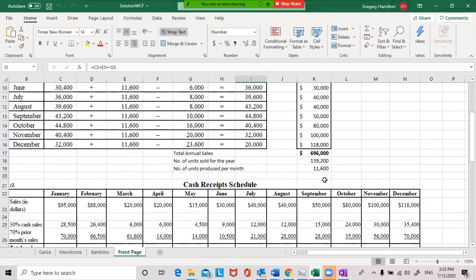Using that as well, you could find the total number of units for the year. You could either sum this over here, or you could again divide the total sales for the year by five to give you the total number of units sold for the year. Then you divide that by 12, and you get the level production amount.